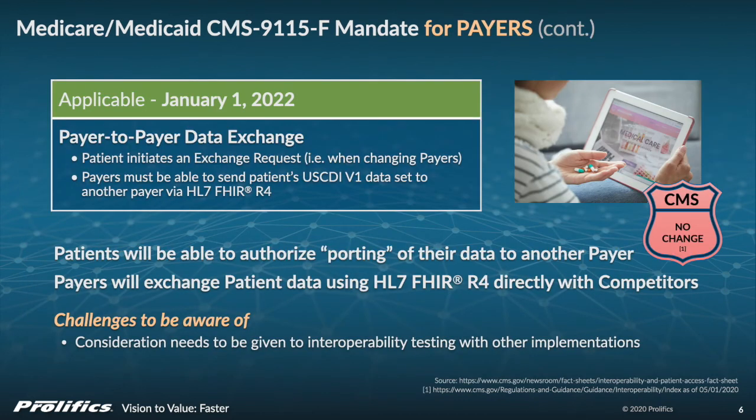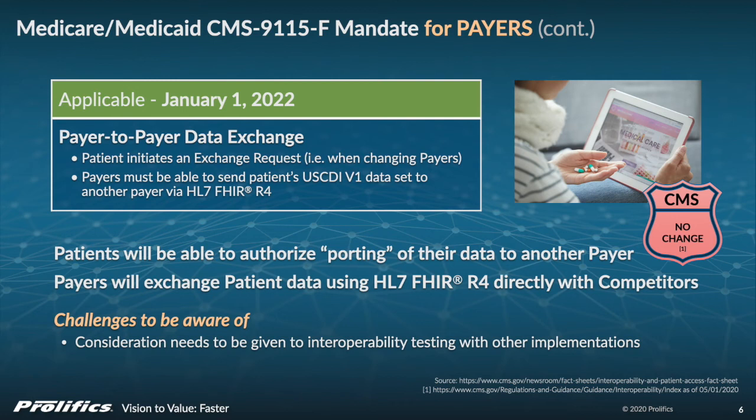The second deadline for payers in the CMS mandate is where things really get interesting. By January 1st, 2022, payers will need to implement the capability to do payer-to-payer data exchange. What this essentially means is that when a patient switches payers, they have the ability to go to their current payer and initiate the process of their current payer transferring their electronic health information to their new payer.